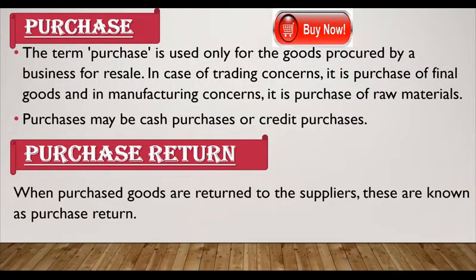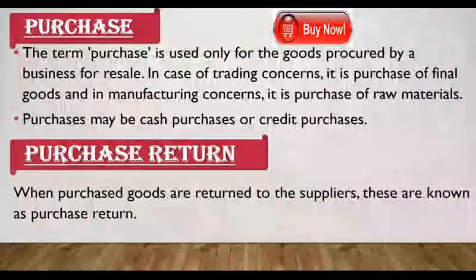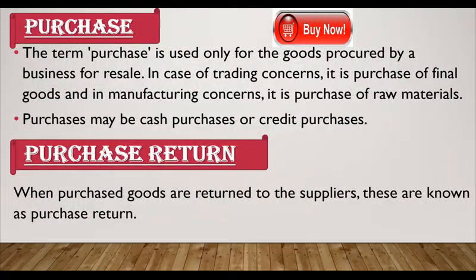When the goods which we have purchased are, for any reason, not up to the mark, or for any reason we want to return them to the supplier, then when we are returning the purchased goods, it will be treated as a purchase return item. So here we got the purchase as well as the purchase return. But when we are purchasing the goods, it will always be there with the invoice value.